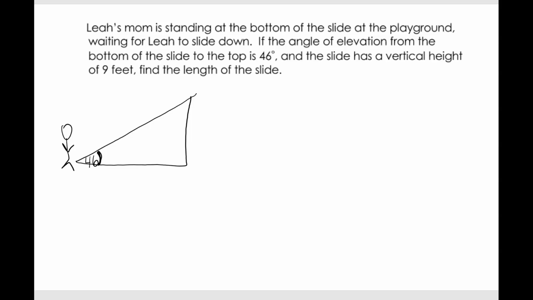The vertical height, to be vertical means to be straight up and down, like from north to south. That is 9 feet. Find the length of the slide. We're going to put the X right here. So we're standing at the acute angle. Across from the 46 is your 9, which means 9 is our opposite side.